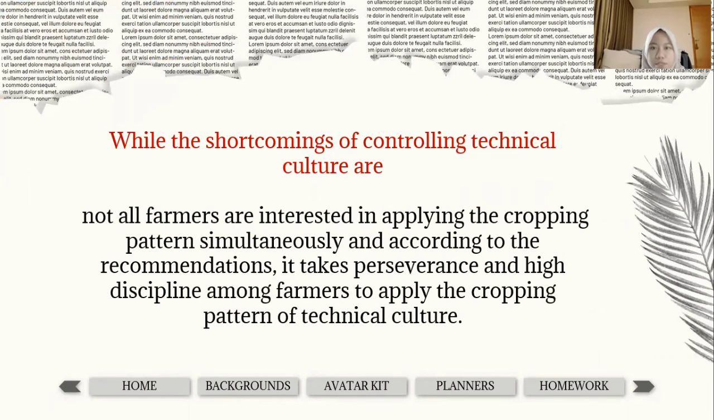While the shortcomings of controlling technical culture are that not all farmers are interested in applying the cropping pattern simultaneously and according to the recommendations. It takes preference and high discipline among farmers to apply the cropping patterns of technical culture.